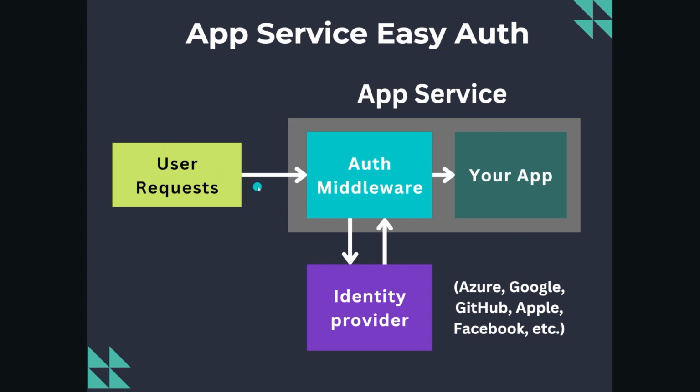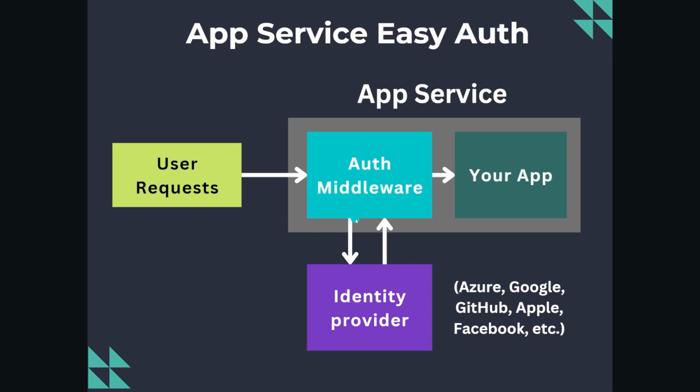And so when a user request comes in, what we can do is enable some auth middleware in our app service environment. And if you're on Windows, this is IIS middleware. And if you're on Linux, that's going to run as an additional container in your environment. But either way, it creates this sort of middleware component that intercepts requests to our app and starts to manage some authentication for us. And this relies on something called federated identity.